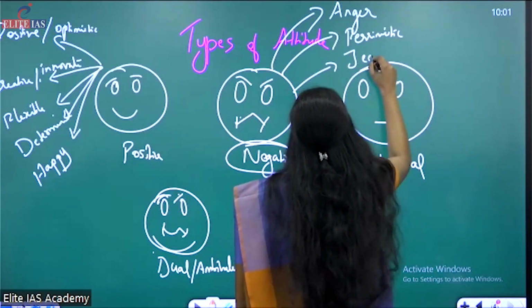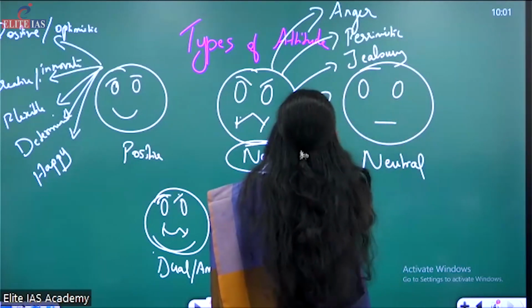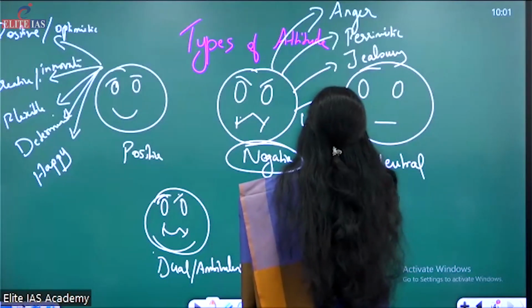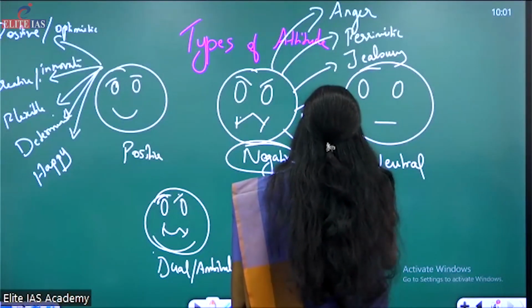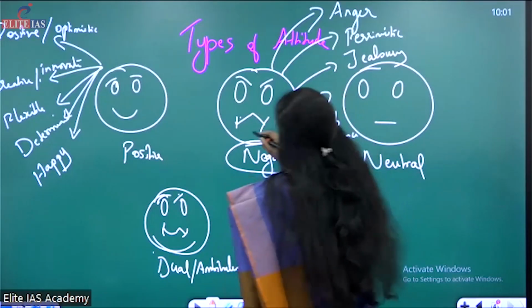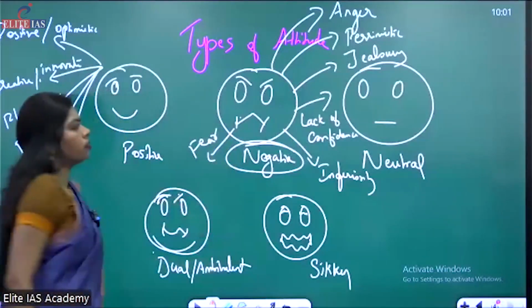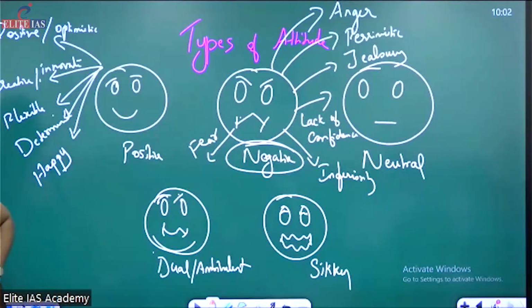Jealousy. Yes, lack of confidence. Inferiority. Yes. Fear. Fear for everything. So they don't want to start anything new. So very much fearful. These are some of the characters of negative attitude people.